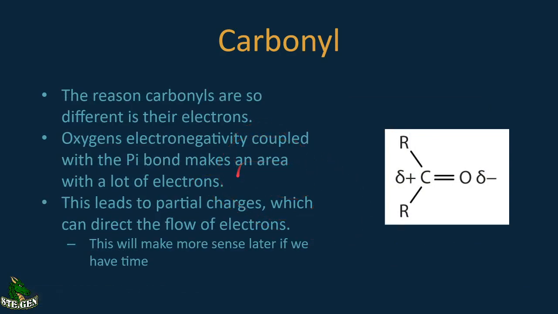The reason they're so different, like I mentioned, is their electrons, because oxygen is so electronegative, and in the pi bond there's just a ton of electrons floating around this area. That leads to a very strong partial negative charge on the oxygen and a very strong partial positive charge on the carbon, and this can kind of direct the flow of electrons. This will make more sense if we have enough time to actually get to it this year. We didn't have enough time last year. I would not be surprised if we don't have enough time to get to it this year.